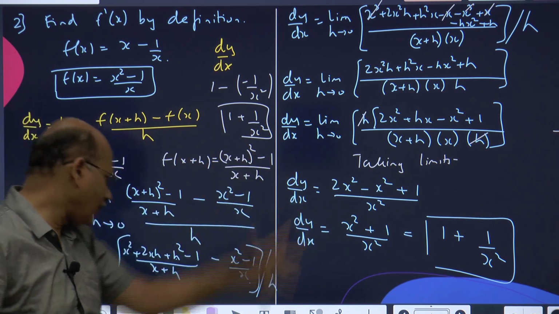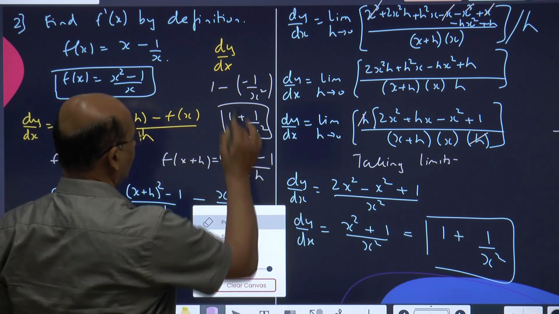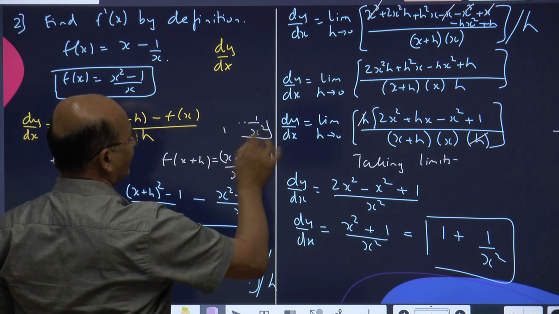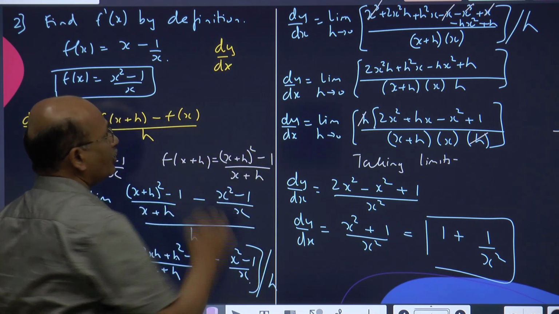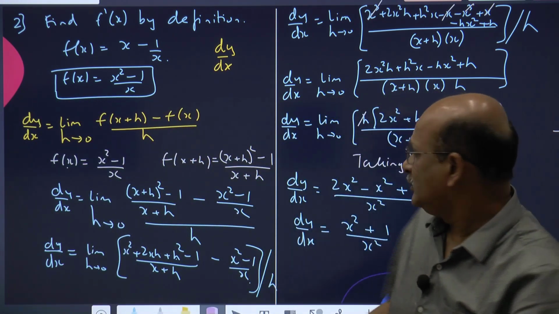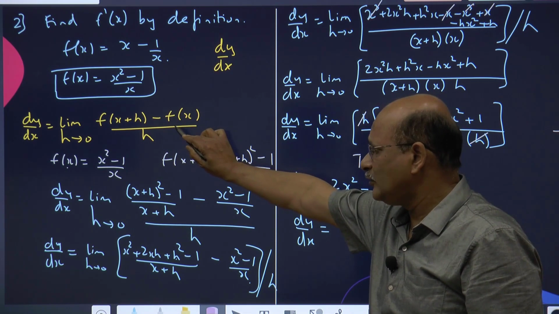This is just to confirm whether my answer is really to my teacher's expectation. Okay, I mean to say mathematical expectation, sorry. So I hope the procedure you understood: f of x plus h minus f of x, and then put in the formula which I had given you here.